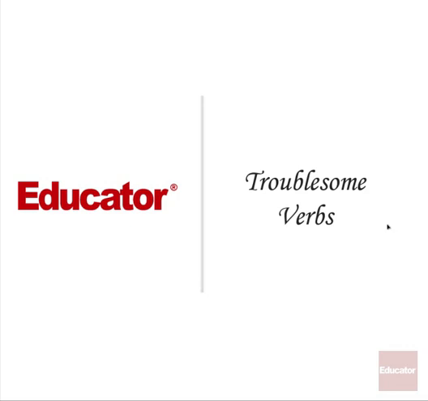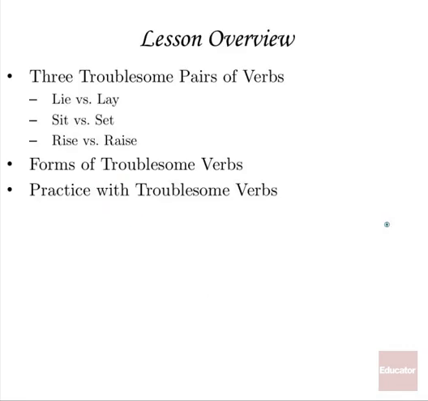Let's get started. This lesson is all about 3 troublesome pairs of verbs. People get these verbs confused constantly. Even native English speakers with PhDs have trouble with these verbs. So we're going to go over in detail what they mean and how to use them correctly. The 3 killer pairs of verbs are lie and lay, sit and set, and rise and raise. Now we're going to look at the forms that these troublesome verbs take in different tenses, things like that, so you can recognize them. And we're going to do some practice with using the correct ones.